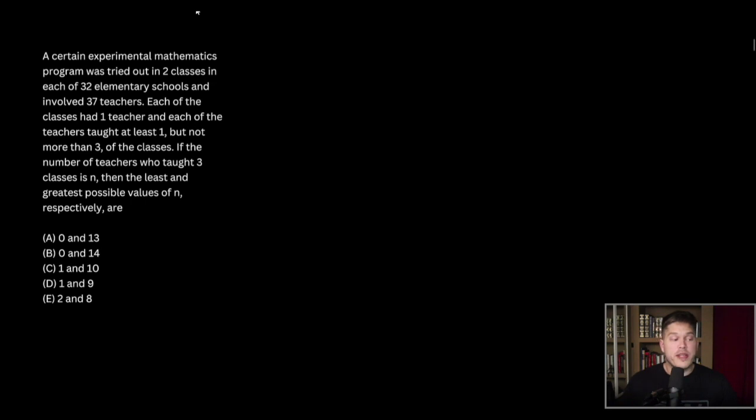A certain experimental mathematics program was tried out in 2 classes in each of 32 elementary schools and involved 37 teachers. Each of the classes had 1 teacher, and each of the teachers taught at least 1, but not more than 3 of the classes. If the number of teachers who taught 3 classes is n, then the least and greatest possible values of n, respectively, are what? Okay, so let's write down some info.